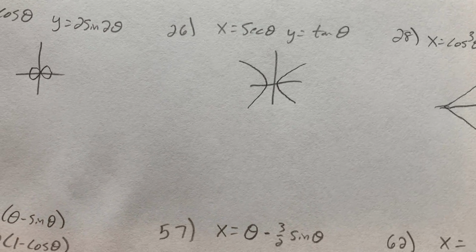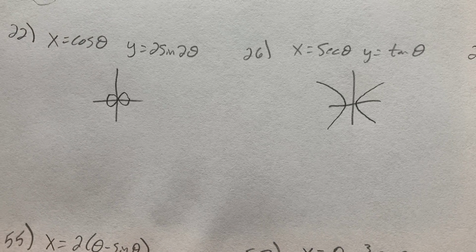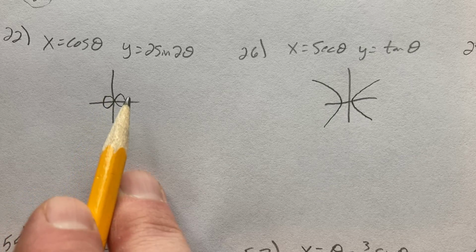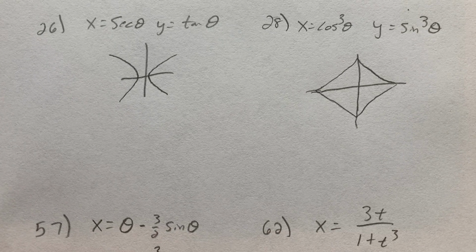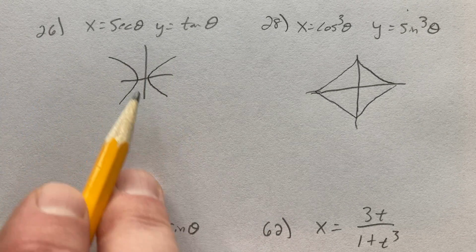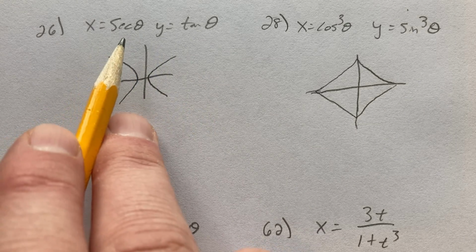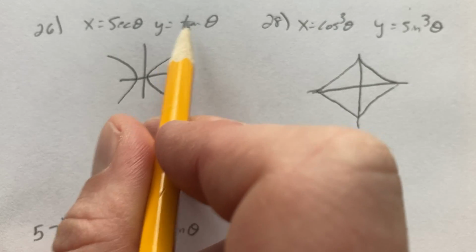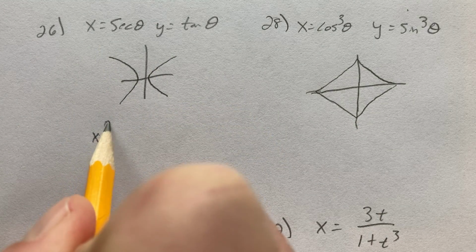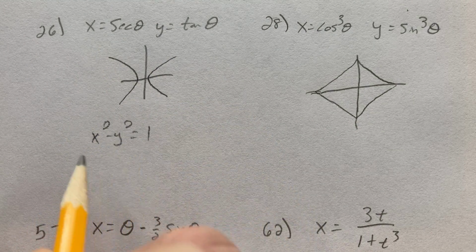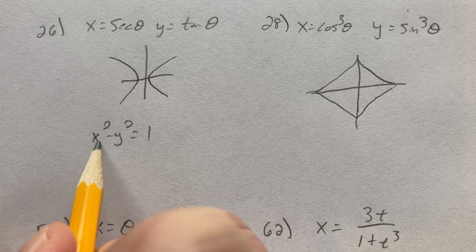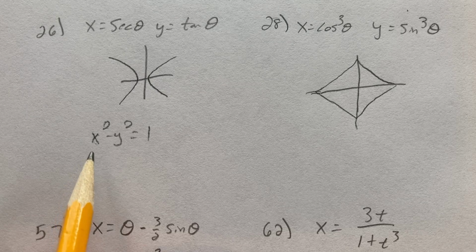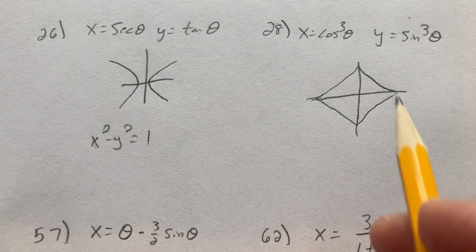For the rest of it, they just wanted you to practice putting this on your calculator. And so for 22, you should have gotten something that looked like this right here, kind of an infinity sign. 26, we should get a hyperbola. And that should make sense because we know from trigonometry that secant squared minus tangent squared is equal to 1. So this would be x squared minus y squared equal 1. There's your hyperbola opening in the x direction because x was first. So all those old things that you did from pre-calc coming back.